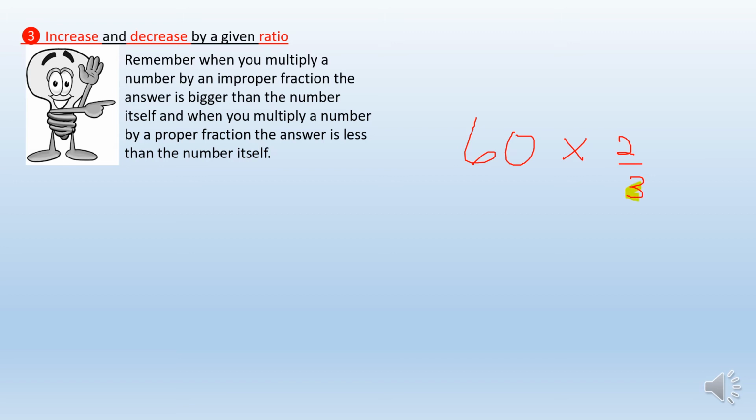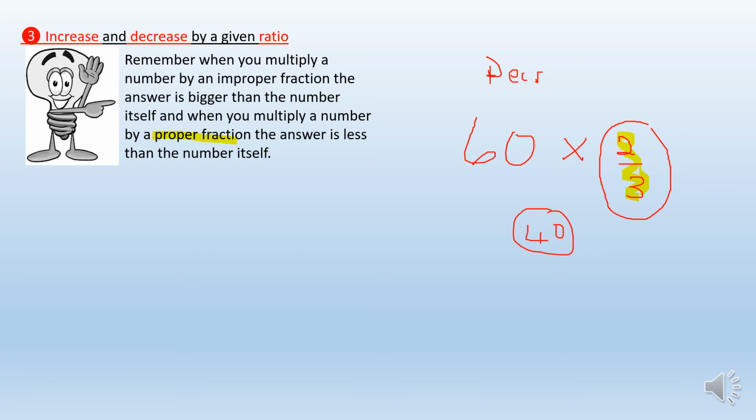Because 2 over 3, as you can see, is a proper fraction. And because it's a proper fraction, the answer will be significantly less than the number itself. So that is what you need to realize when you're dealing with a proper fraction. Whenever you multiply anything by a proper fraction, you're going to get an answer that is less than that. And this particular answer, if you work it out, is 40. So this would be a place where you decrease something.